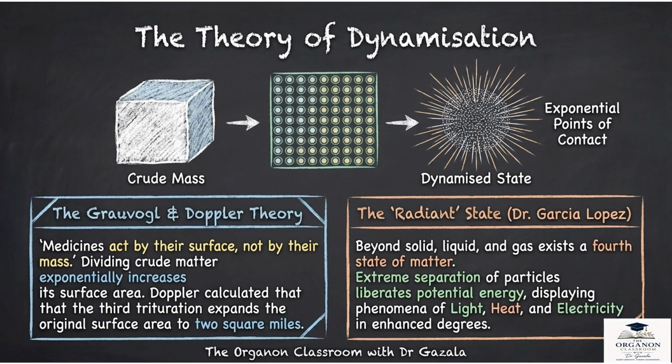And then comes an even more intriguing concept, the idea of a radiant state of matter. The theory suggests that when particles become extremely separated, potential energy may become expressed through phenomena such as light, heat, and electricity. Now, whether we accept these explanations scientifically is a separate question. What is more important historically is that these theories were attempts to explain why potentization was believed to transform the action of substance rather than merely reducing its quantity. And that is the fascinating idea behind dynamization.